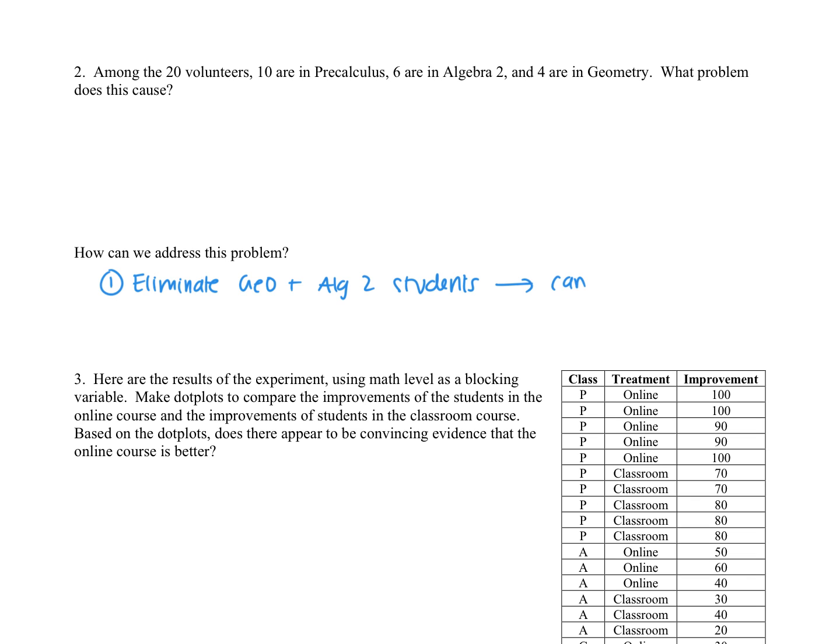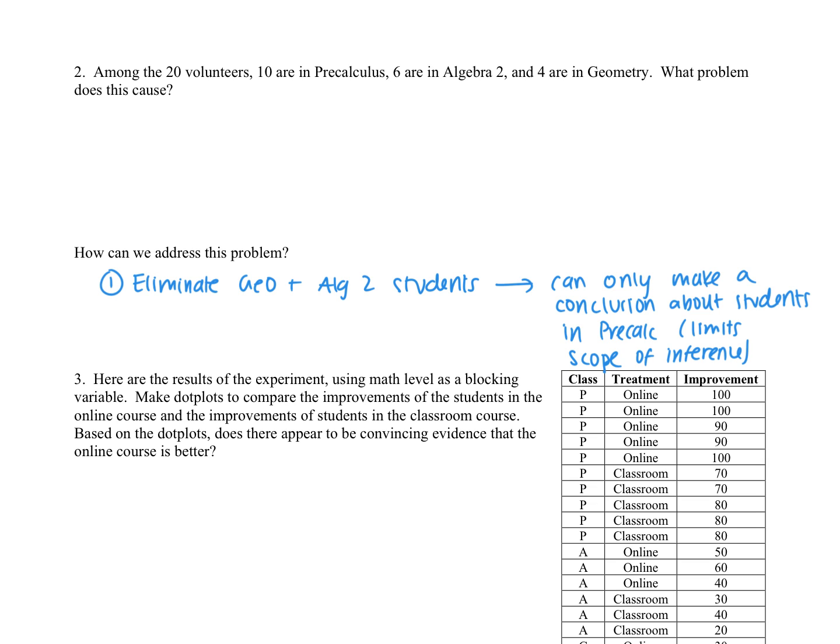Okay, so then we can only make a conclusion about students in pre-calc. The terminology for that is it limits the scope of inference. So whenever you see that, that's what we're talking about. We limited who we can make a conclusion to.